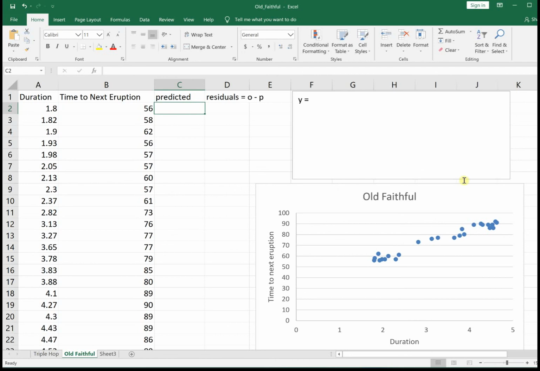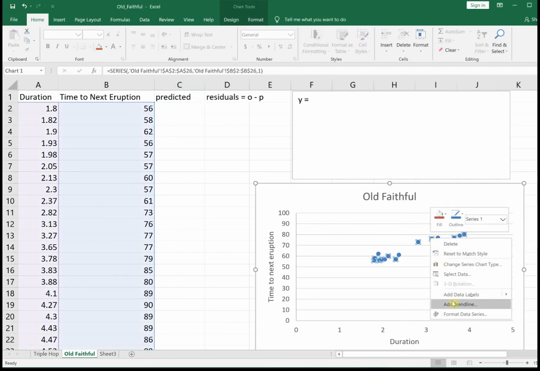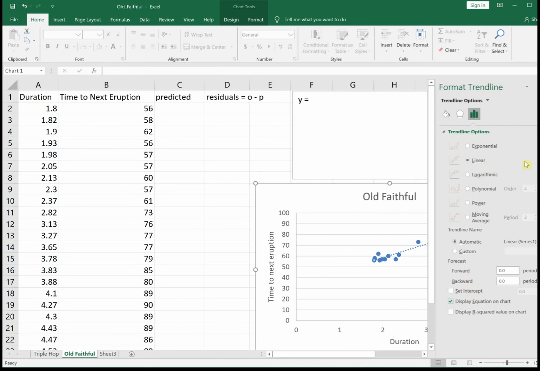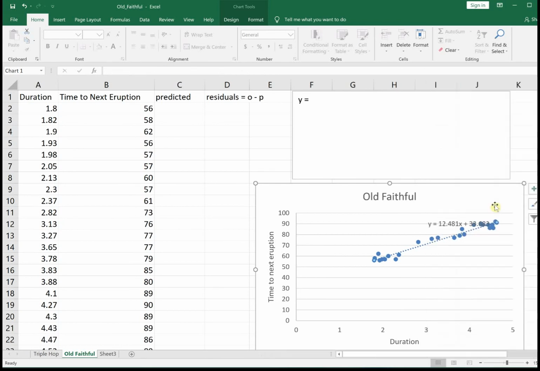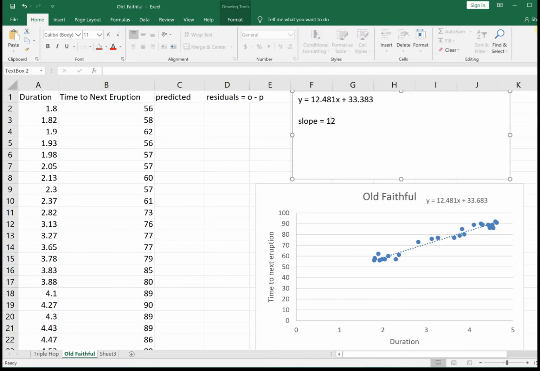So we have our Old Faithful data and our Old Faithful scatter plot. I'm going to right click on a data point, add trend line, linear, display equation, and close it out. So this time our equation is y equals 12.481x plus 33.683. So our slope is the 12.481 number. This tells us for each extra minute that the eruption lasts, it will take an extra 12.481 minutes until the next eruption.